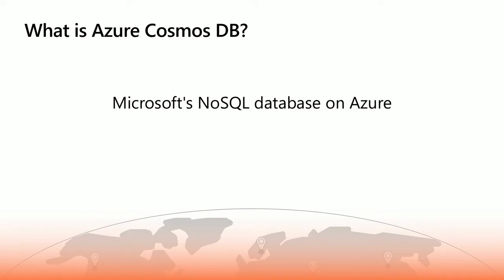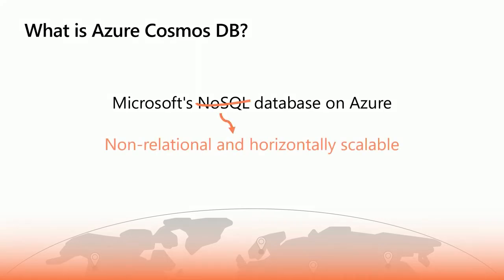Let's start with the broad question. What is CosmosDB? We have so many different ways to answer that question. We usually say that CosmosDB is a globally distributed, multi-model, high-performance, always-on database. But for the purpose of my presentation, I'm going to introduce it as being Microsoft's NoSQL database on Azure. And by NoSQL, I mean that CosmosDB is a database that is non-relational and horizontally scalable. So let's take a moment to actually explore and understand what that means.